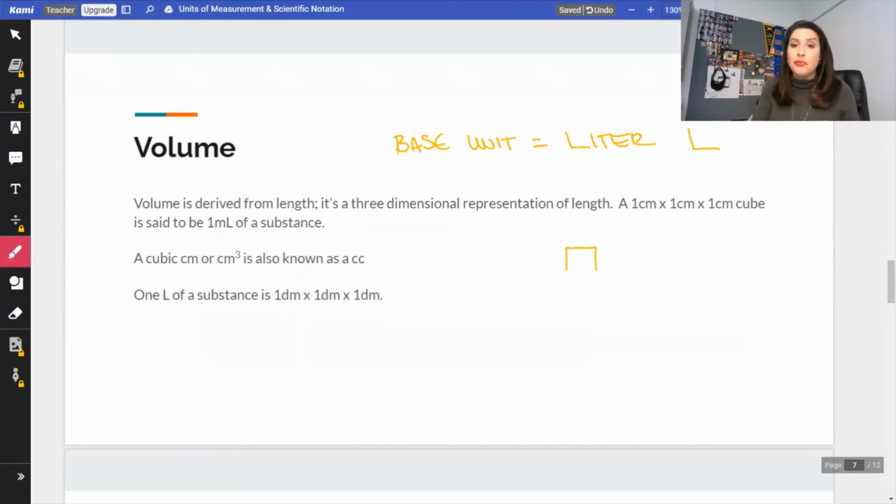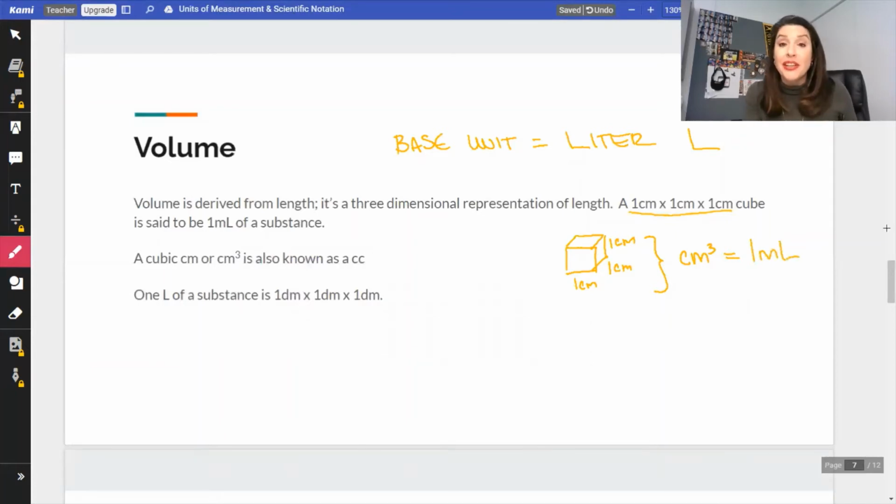Imagine you have a cube. And this is about as good as my drawing skills get. And this cube has a side of 1 centimeter. It has a depth of 1 centimeter. And it has a height of 1 centimeter. It's a 1 by 1 by 1 cube. This is also called a cubic centimeter, centimeter cubed. It's also known as a cc, cubic centimeter, in medical settings. It's also the same as 1 milliliter of a substance.